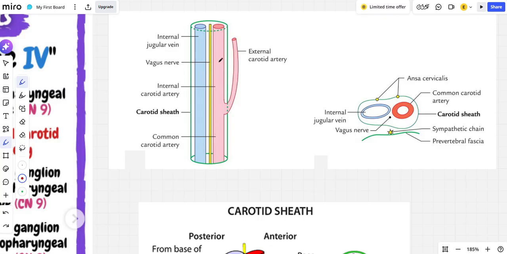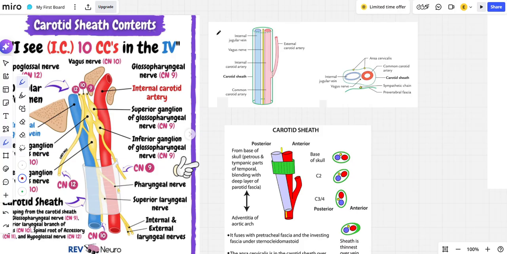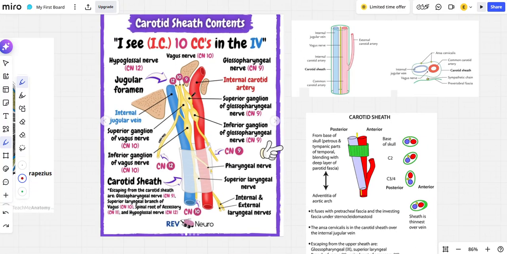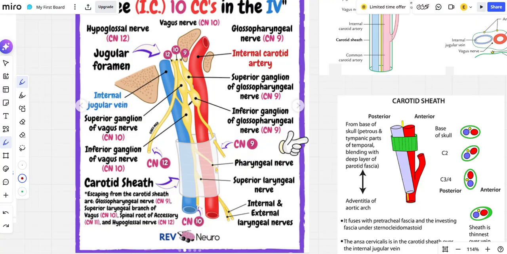So this is your carotid artery. This is your vagus nerve, which is right in the middle and behind the internal jugular vein and the carotid artery. So this is also the carotid sheath. Can you see that above? You can see cranial nerves 9, 10, and 12: the glossopharyngeal nerve, the vagus nerve, and the hypoglossal nerve. But in the carotid sheath, only the vagus nerve is present, right in the middle of the carotid artery and the internal jugular vein, right?